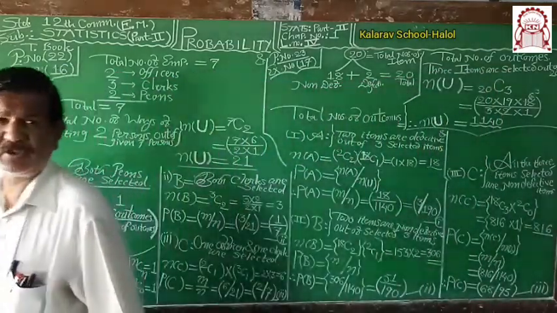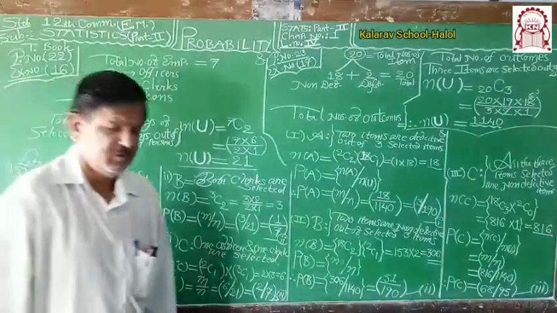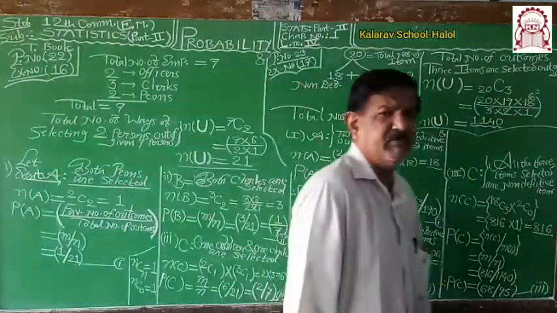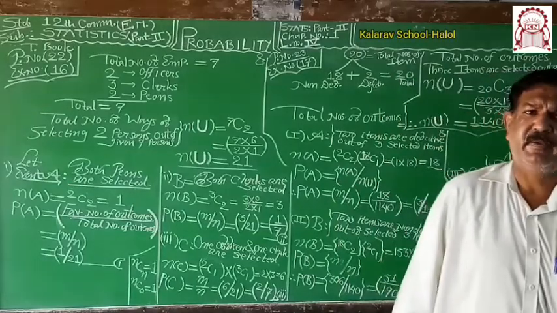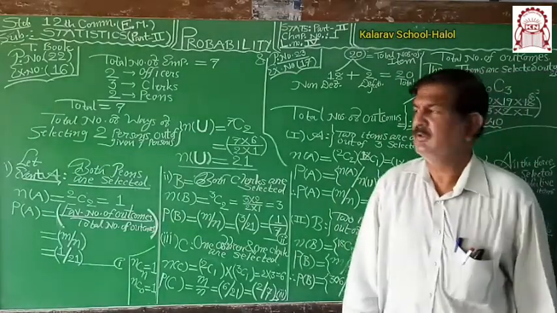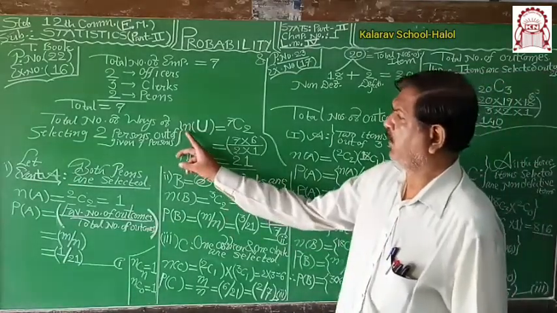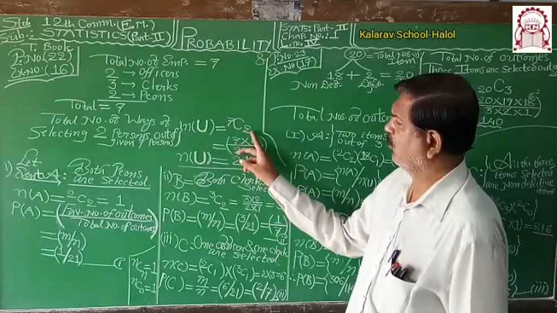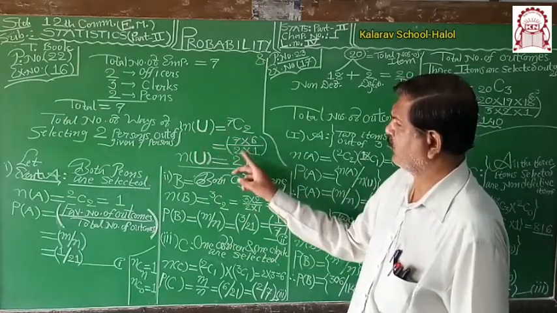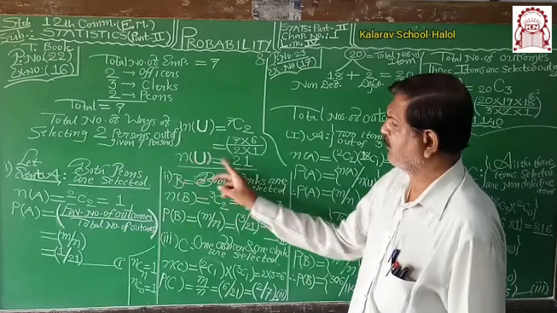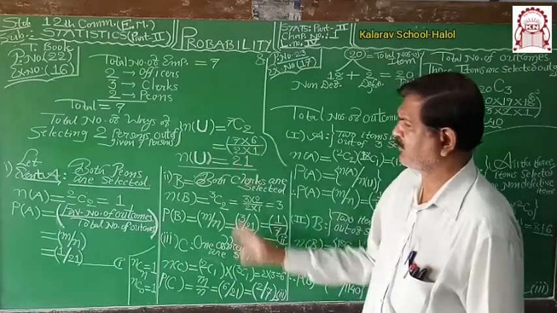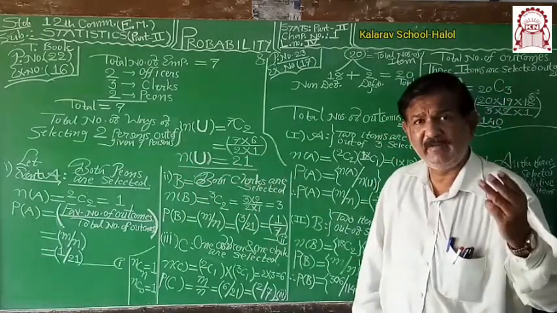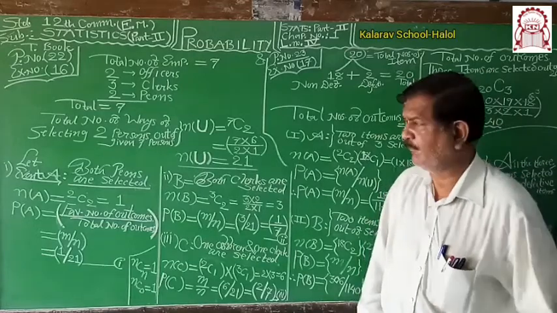See, last year in 11th Commerce Statistics we studied the chapter on permutations and combinations. Similarly, n(S), the total outcomes, is 7C2, which means 7 into 6 upon 2 into 1. Total number of outcomes is 21. Now there are 3 events: event A, B and C.